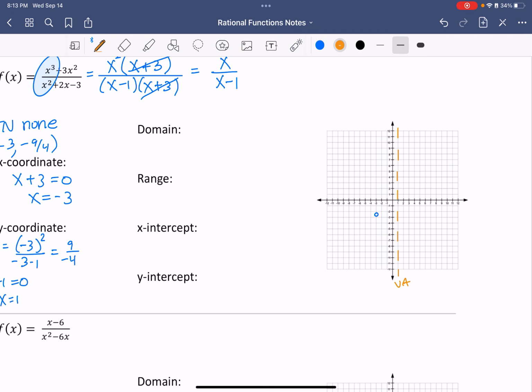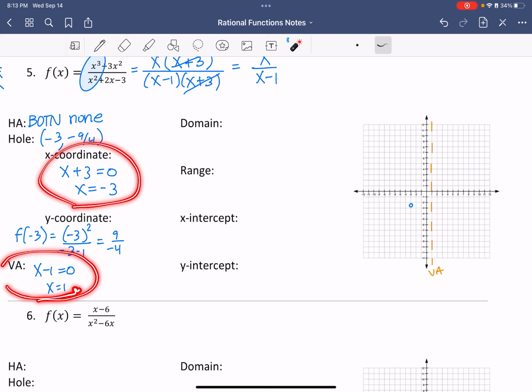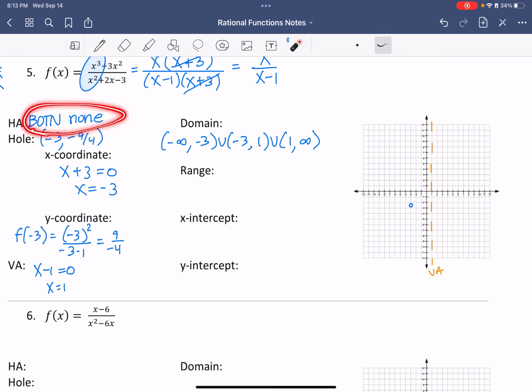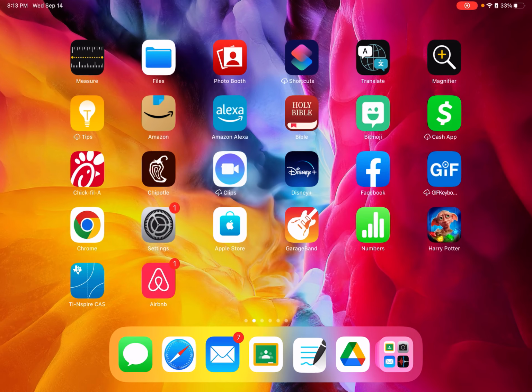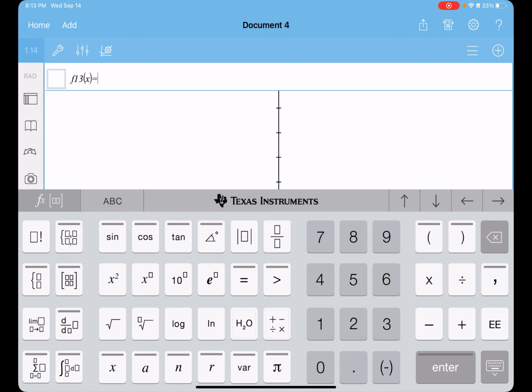Now to the domain, every x value except this one and this one. So all real numbers except -3 and +1. The range, usually everything except this and this, but there are exceptions, so I do always want you to graph it to make sure that you're not accidentally missing something.